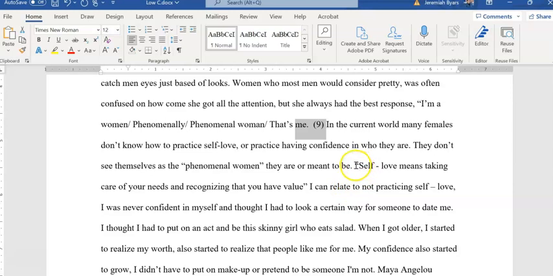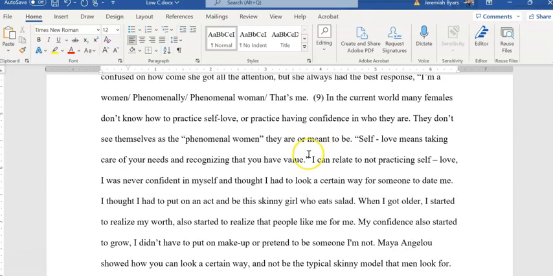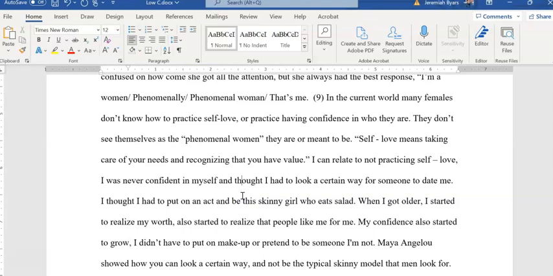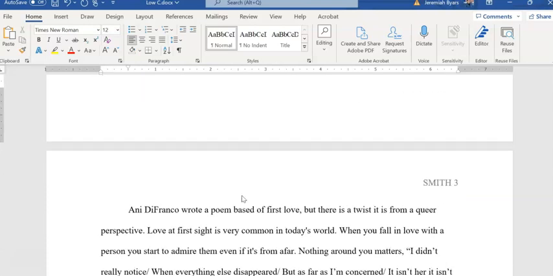Okay. Here we have actually a drop quote. Self-love means taking care of your needs and recognizing that you have value. I can relate to not practicing self-love. These are two independent sentences. So what's missing there is a period. So therefore, that's a dropped quote, which means that quote's not integrated. These are the things I'm consistently looking at.